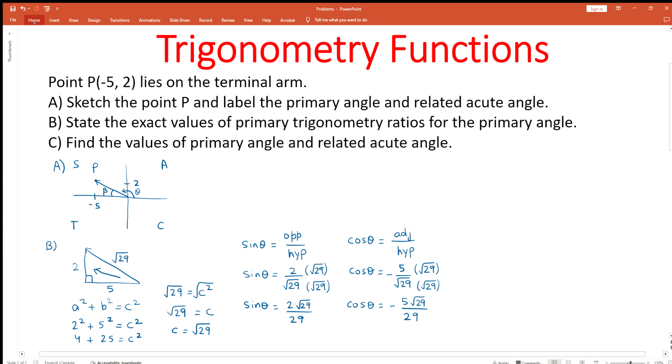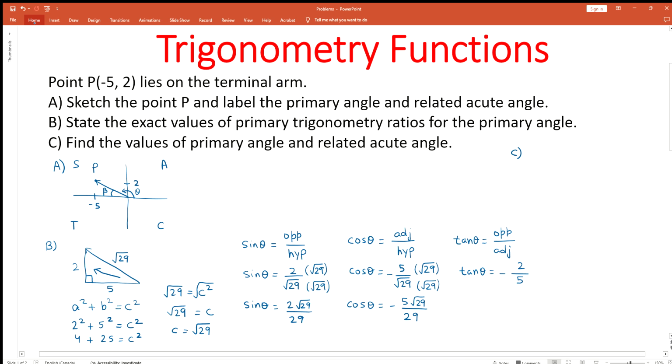Next, we can find the value of tan theta. The formula for tan is opposite over adjacent. Tan ratio is negative in quadrant 2. The length of the opposite side is 2. The length of the adjacent side is 5. This should be the final answer for tan theta. Now we can answer part C.